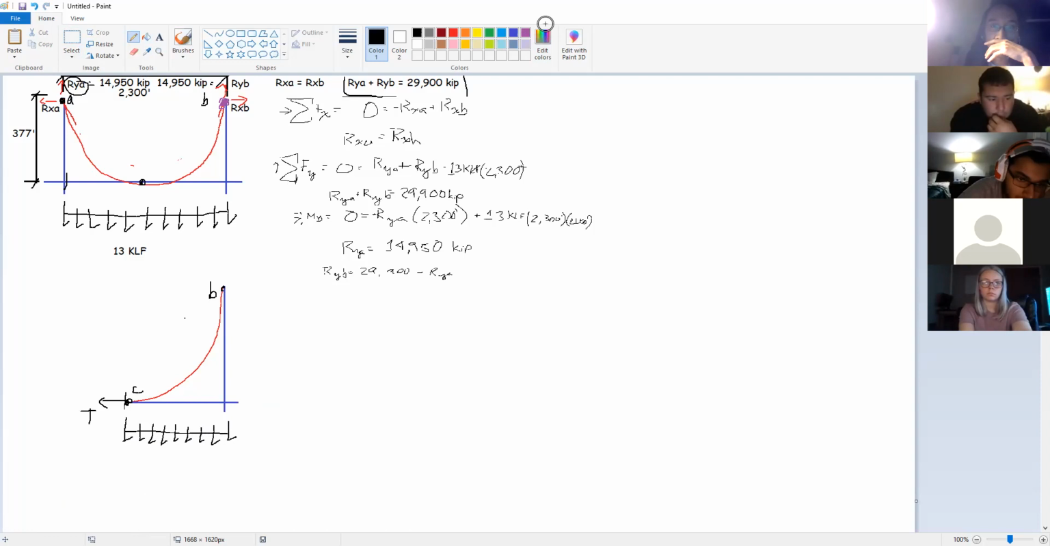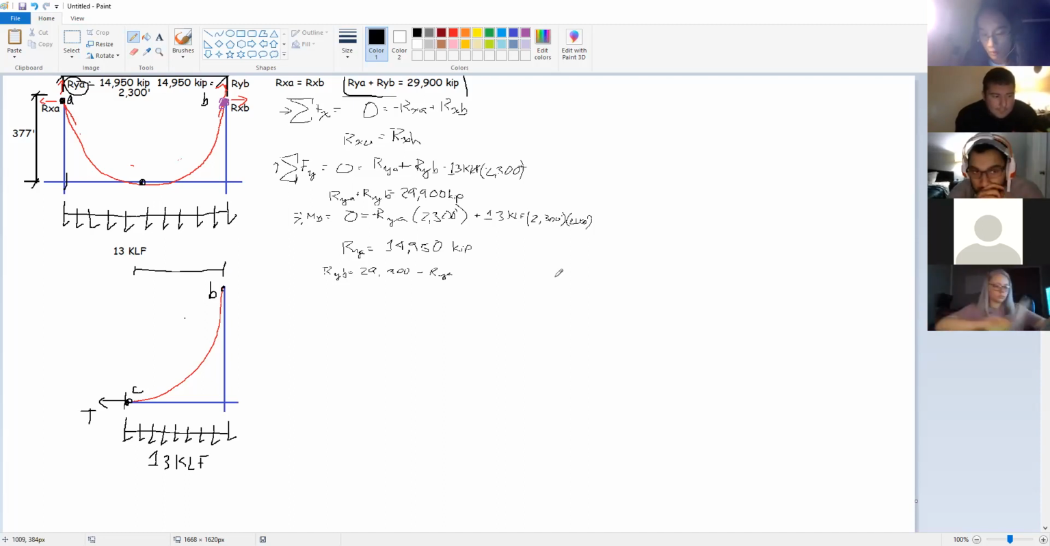So we're going to have our kips per linear foot, and then 13 KLF. And how long is this? This is 2300 divided by 2, because we cut it straight in half. So that's just 2300 divided by 2. That's just 1,150 feet right there. And this is still 377 feet.